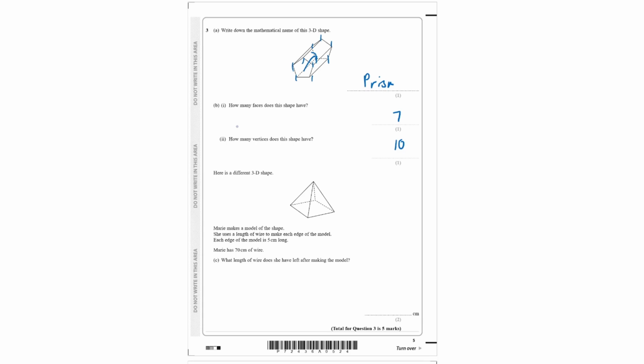Here's a different 3D shape. Marie makes a model of the shape. She uses a length of wire to make each edge of the model. Each edge of the model is 5 centimeters long. Marie has 70 centimeters of wire. What length of wire does she have left after making the model?